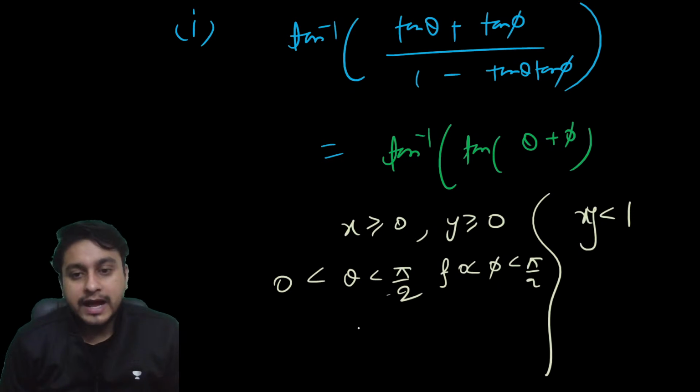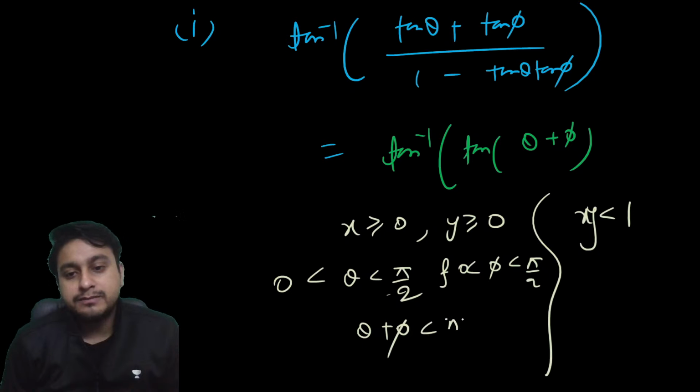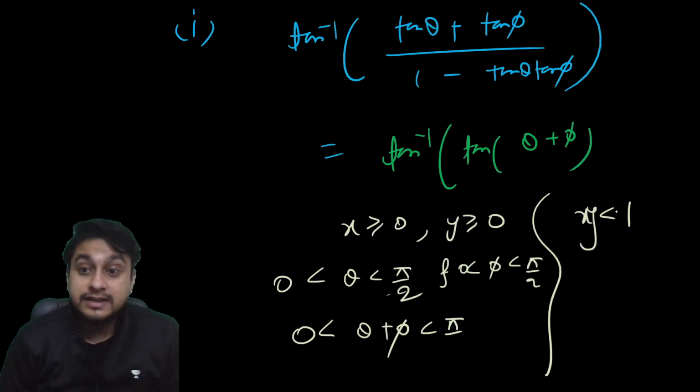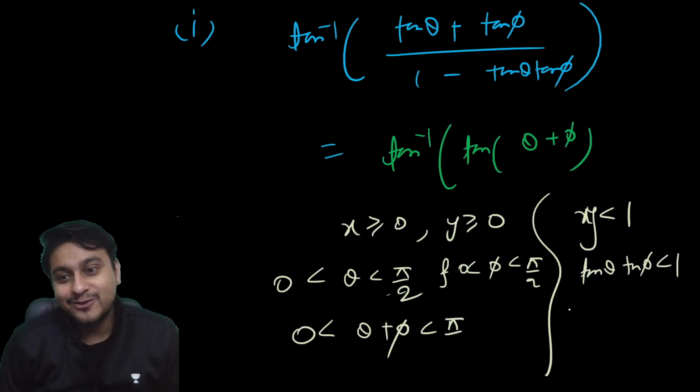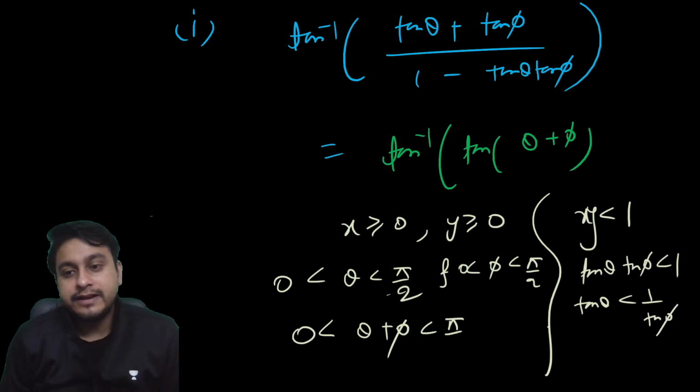So from there, if you add, you'll get theta plus phi between 0 and pi, which is not working right now, but you have a separate condition for that. Let's see whether this will make it work. Here we'll have tan theta times tan phi less than 1. Can I bring that down? Can I say tan theta will be less than cot phi, that is 1 by tan phi?